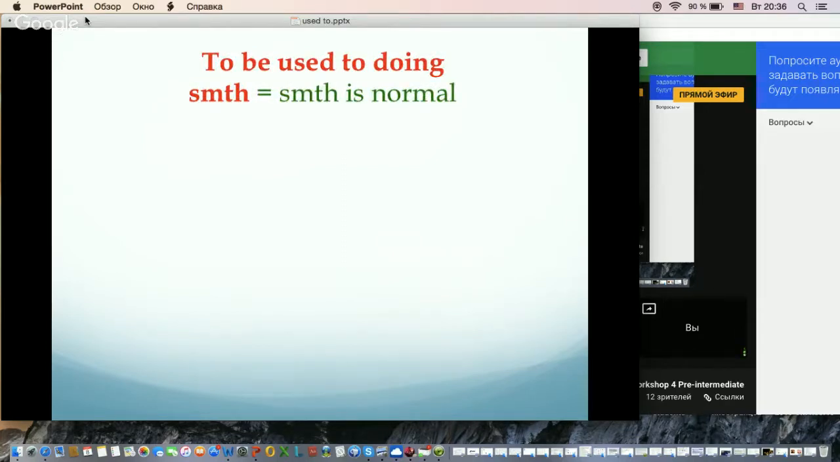So, again, I will repeat myself. To be used to doing something means that something is normal. So, something is a common practice for us. Something is a part of our life. It is not unusual. It is absolutely normal. It is not difficult or complicated. То есть мы к чему-то привыкли, и для нас это является абсолютно нормальным.